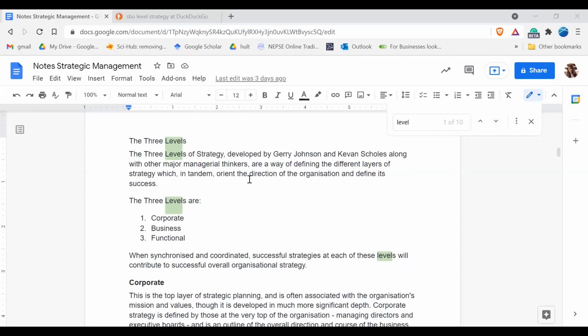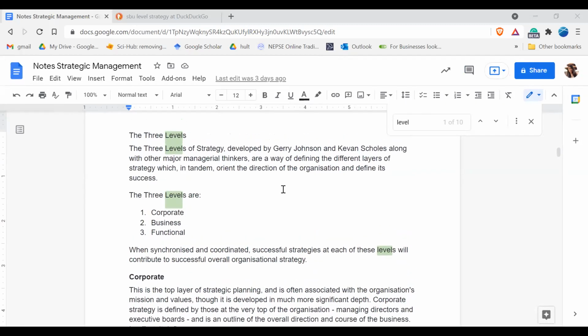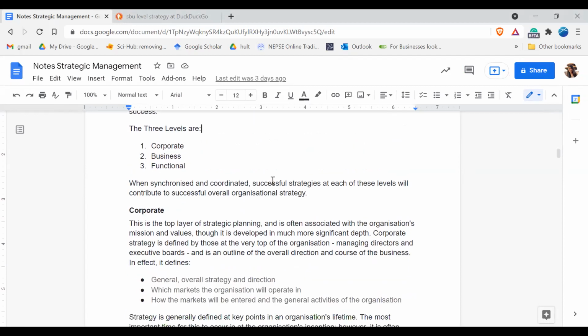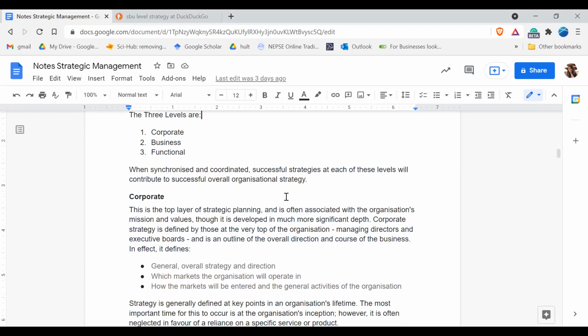So I'd like to explain the three levels more deeply from this note. The three levels of strategy developed by Gary Johnson and Kevin Scholes, along with other major managerial thinkers, are a way of defining the different layers of strategy, which can then orient the direction of an organization and define its success. The three levels are corporate, business, and functional. When synchronized and coordinated, successful strategies at each of these levels will contribute to a successful overall organizational strategy.